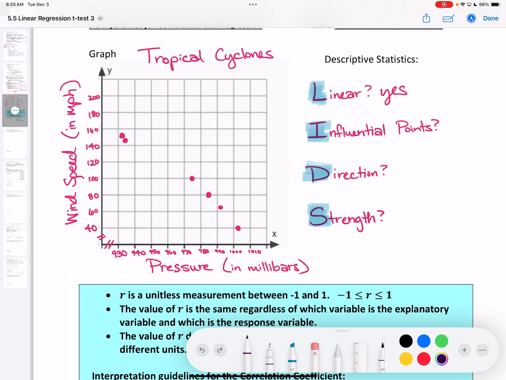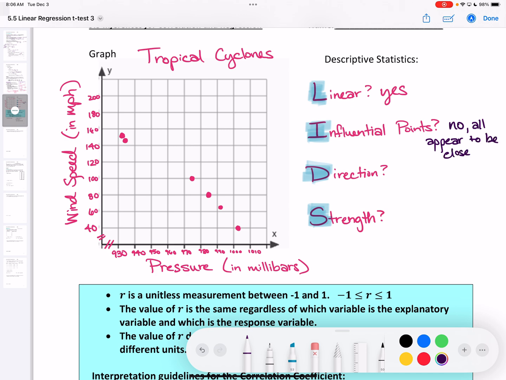But when it's a really big square, that's an influential point because it's so far away from the line. And it actually pulls the line away from the other data. So if you were to remove it, the line would have a better fit, okay? So any influential points, I said no. They all appear to be close to one another, right?